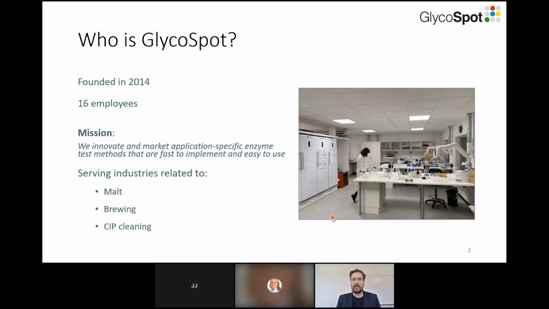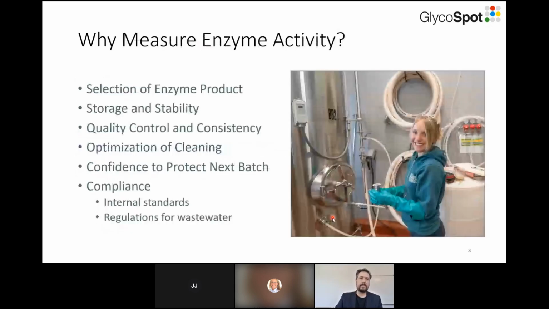We have a variety of different products that we offer, but our primary focuses are on the malt and brewing industries, as well as CIP cleaning, which will be the focus of what I'm talking about today. Again, it's clear why it's interesting to use enzymes in a CIP process. It helps remove these plaques and residues, especially in very difficult to clean systems.